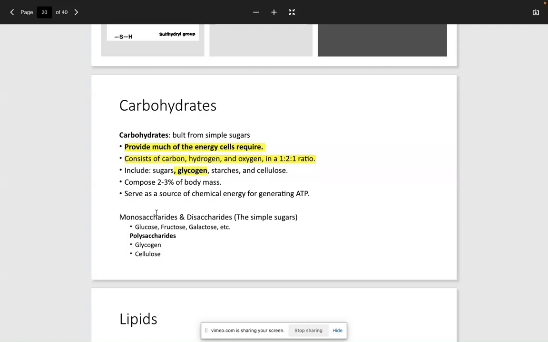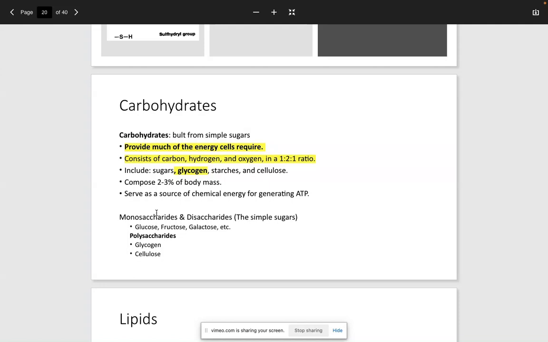So again, the important things: knowing carbohydrates are sugars. They provide much of the energy of the cell. They exist in a 1 to 2 to 1 ratio with carbon, hydrogen, and oxygen. I think knowing that glycogen is stored glucose, that's important. Knowing that glycogen is an example of a carbohydrate. Monosaccharides and disaccharides. Again, this is getting picky, but glucose, fructose, and galactose are all mono- and disaccharides. Those are the simplest sugars.